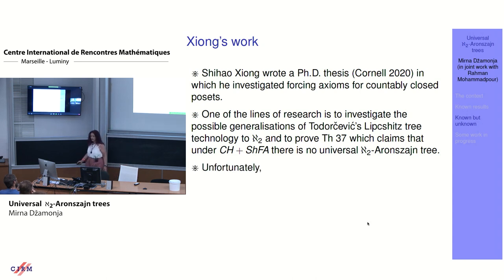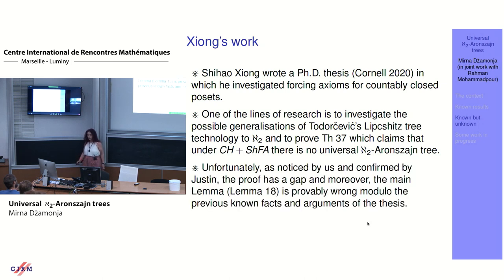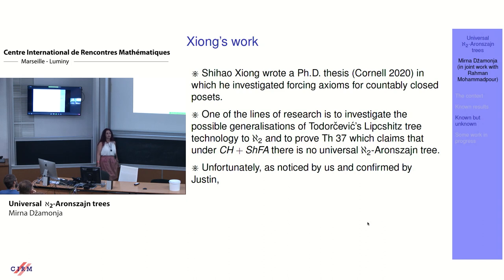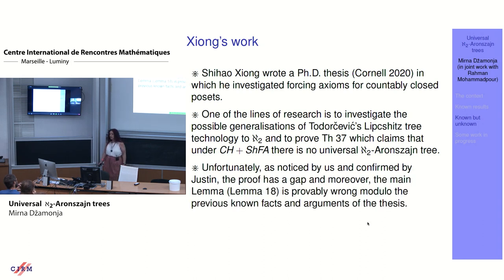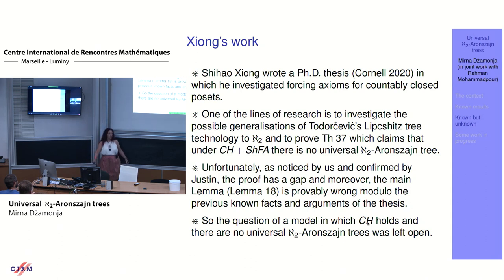Unfortunately, this theorem 37 is not correct. We noticed this and wrote to Justin, who agreed with us. Not only is there a gap in the proof of the main lemma, which is Lemma 18, but actually this lemma is provably wrong modulo the other arguments and known results that are mentioned in the thesis. So the question of a possible model where there is no universal ℵ2-Aronszajn tree and CH holds was left open. And also the question of a model in which there is a universal one. We'll talk about both of those questions.